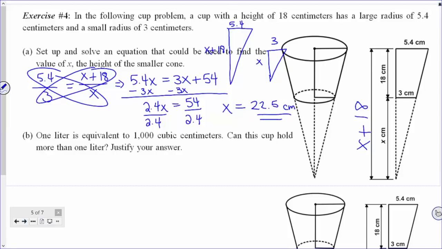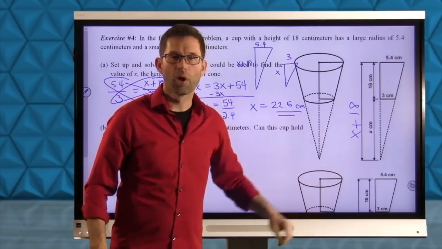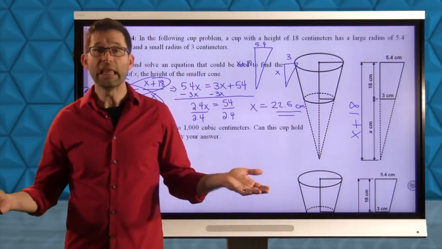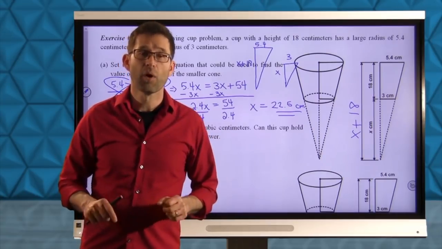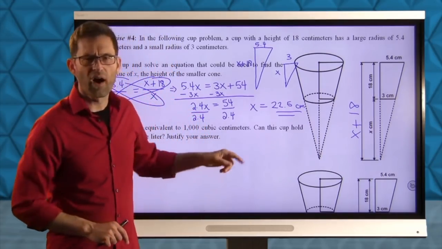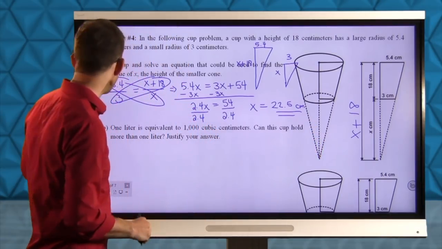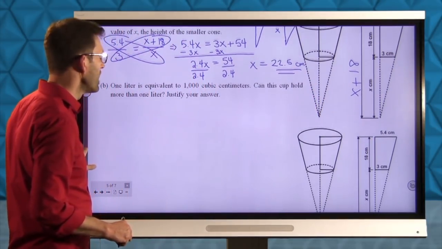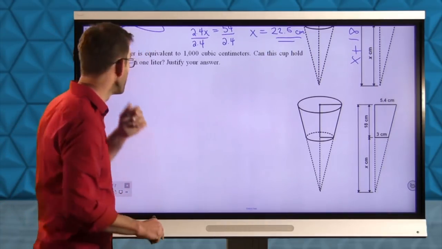Keep your eye on the ball. We just solved for the height of the smaller cone. So we have everything we need now, right? The one thing we didn't have was the height of that smaller cone. Now, we also need the height of the larger cone, but we'll fill that in as we now come down to the next part of the problem. All right, we'll leave that 22.5 right up there at the top.